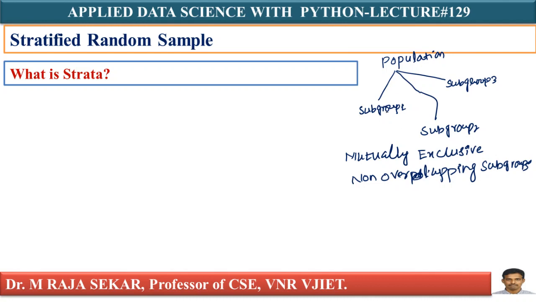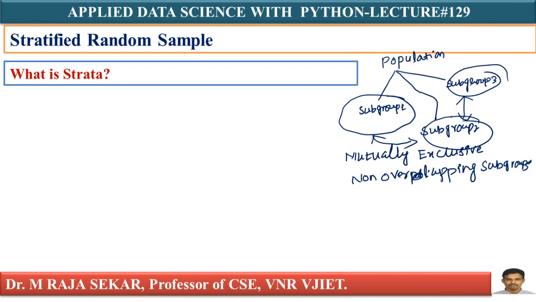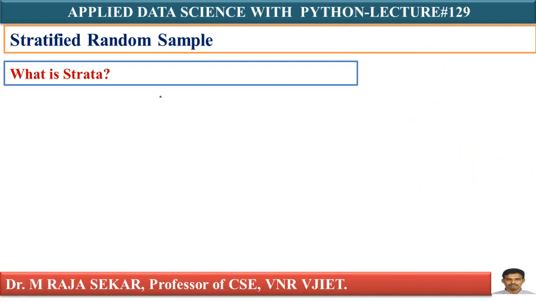But how can I form these subgroups? Depending on some characteristic. If you observe carefully, there must be homogeneity in subgroup 1, homogeneity in subgroup 2, and homogeneity in subgroup 3. If I compare subgroup 1 and subgroup 2, they must be heterogeneous. If I compare subgroup 3 and subgroup 2, they must be heterogeneous. Within the subgroup, they must be homogeneous. Across the subgroups, they are heterogeneous. Each non-overlapping subgroup is known as strata. That is strata, isn't it?